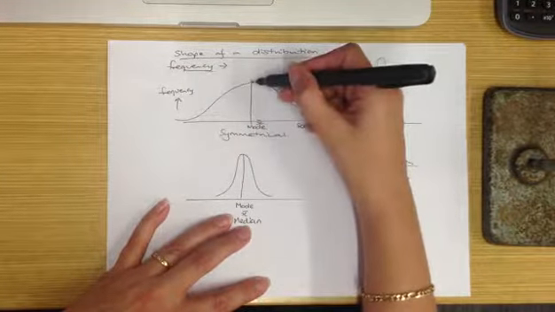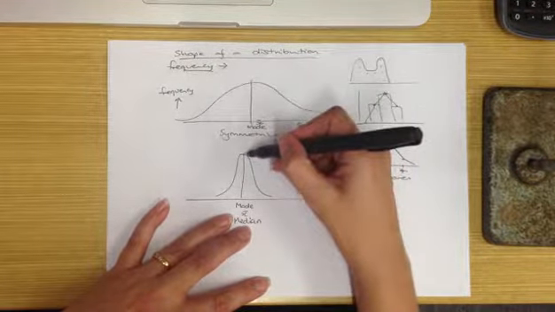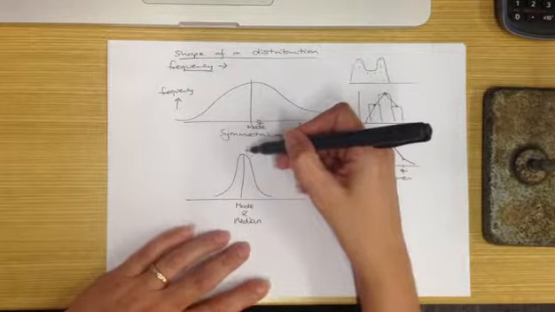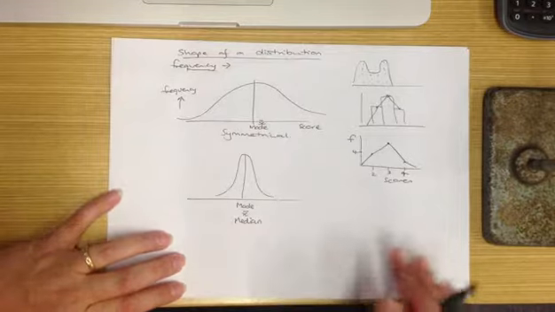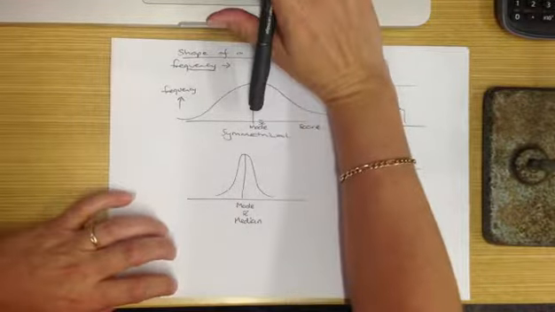So the score that occurs the most is directly in the centre of that hump, and it's also the score that is directly in the middle. It also happens to be the score that is the average. So that's what we look at for a symmetrical set of data.